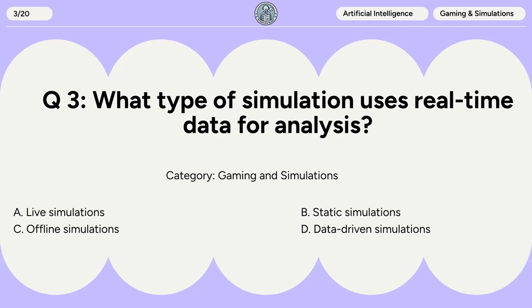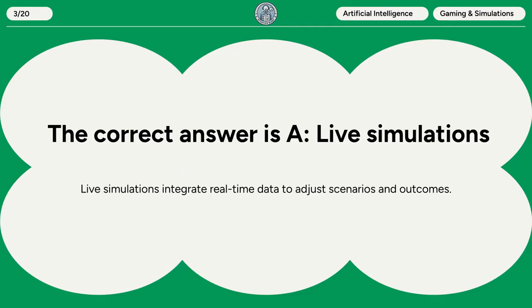Question 3. What type of simulation uses real-time data for analysis? A. Live simulations. B. Static simulations. C. Offline simulations. D. Data-driven simulations. The correct answer is A. Live simulations. Live simulations integrate real-time data to adjust scenarios and outcomes.